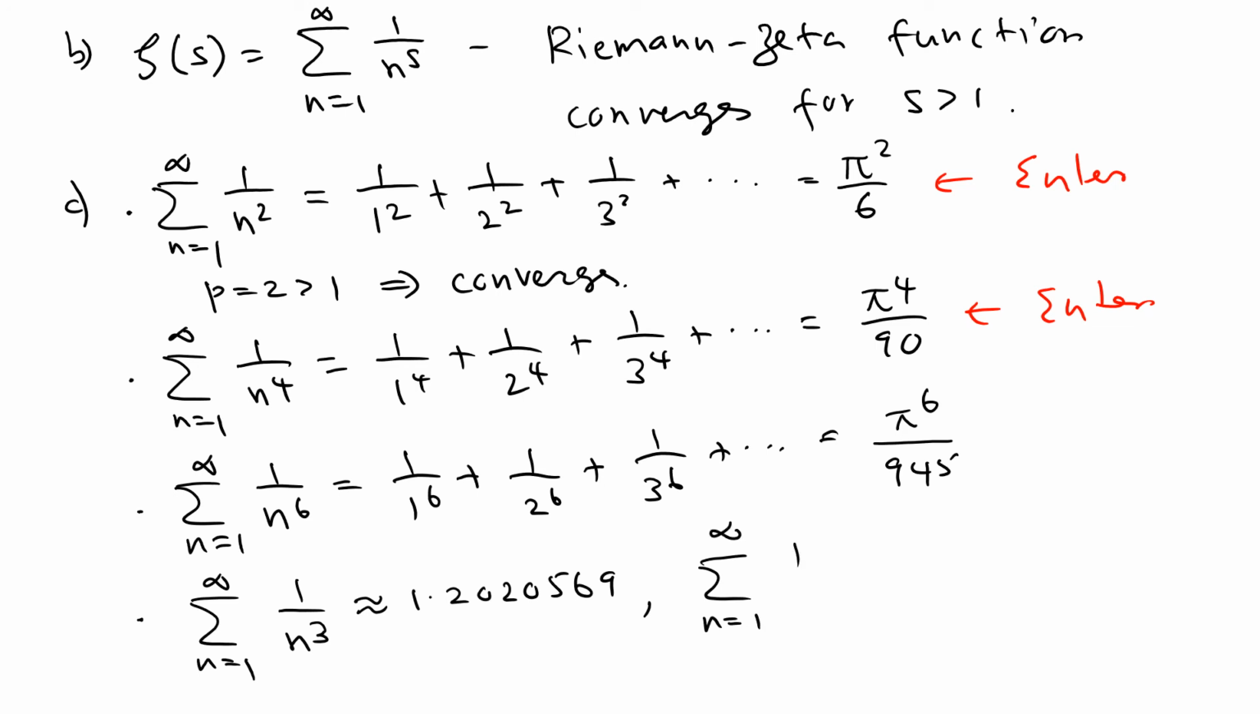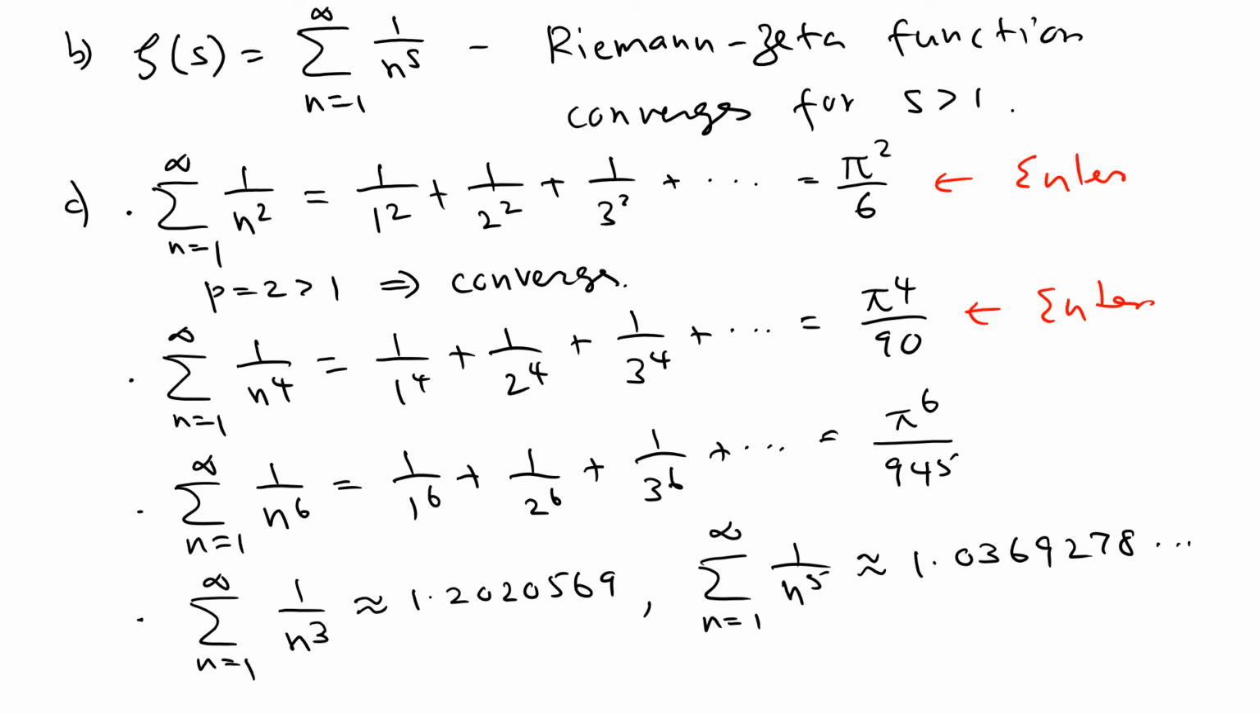The same thing if you put, for example, n equal 5. If you put n equal 5, you can show that it also does not have an exact formula, so it's going to be something like 1.0369278, something like that. Okay, so that's the case. For even powers we have exact formulas, but for odd numbers we do not have exact formulas. So those are the interesting examples.